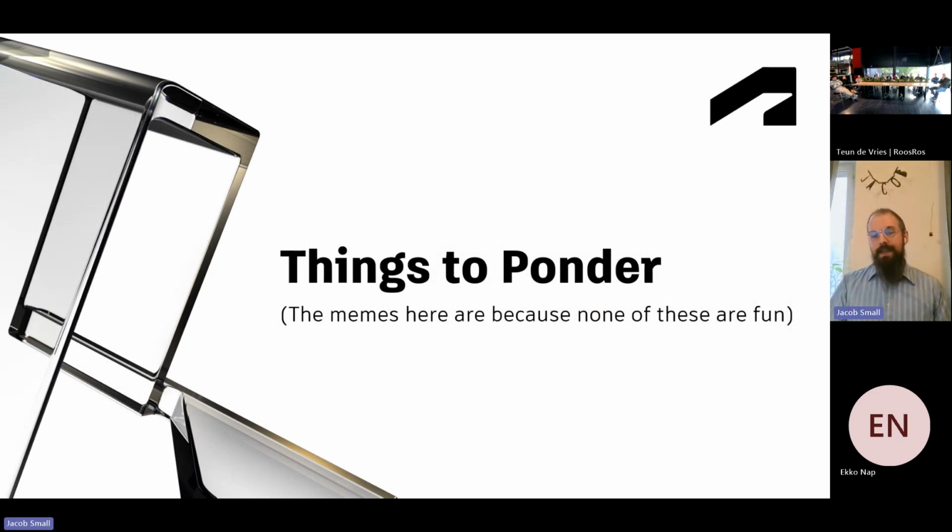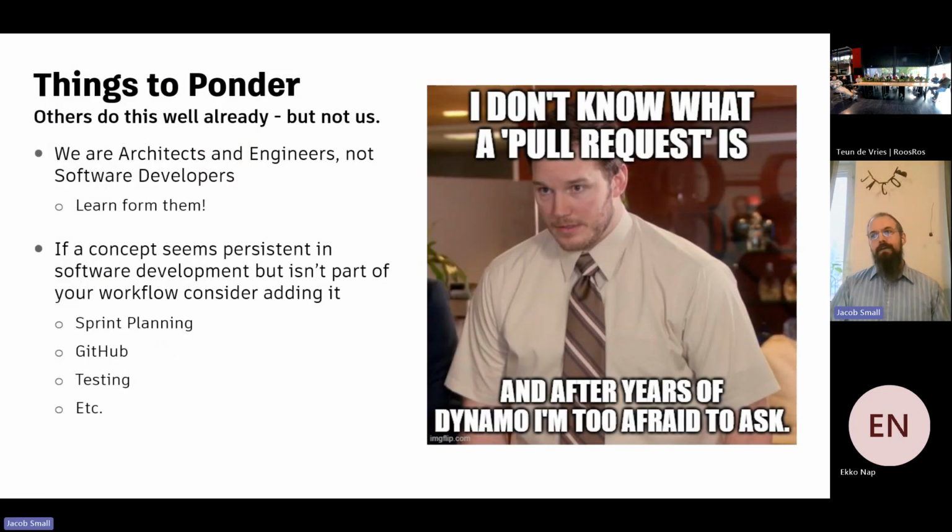Now, having covered that, let's talk about some quick things to ponder. Memes here are for fun, not necessarily because they're totally relevant, but I wanted to make sure we weren't getting too wordy. So remember, we're writing software, but we're trained as architects and engineers for the most part. We need to learn from those software developers. So we need to start thinking about concepts like sprint planning, what we do with GitHub that Andreas mentioned before, how we test our code, etc.